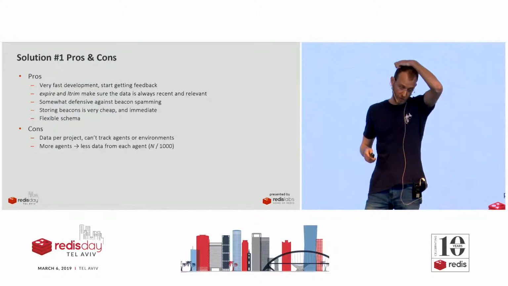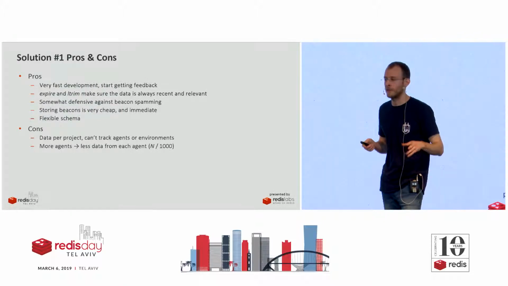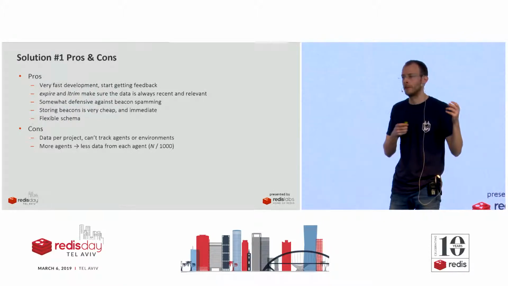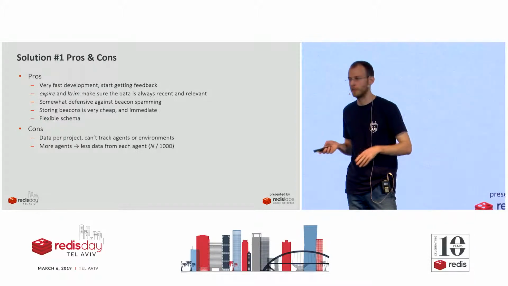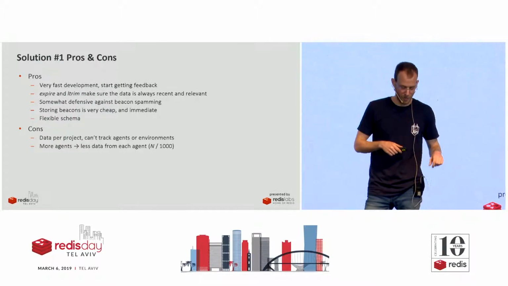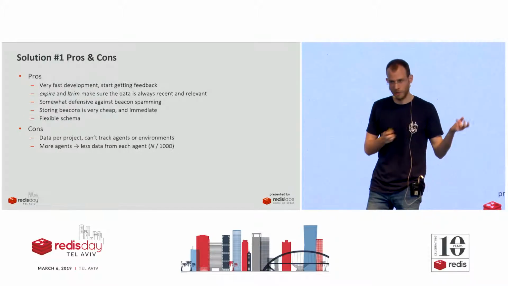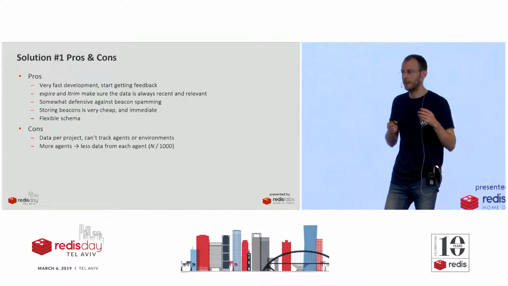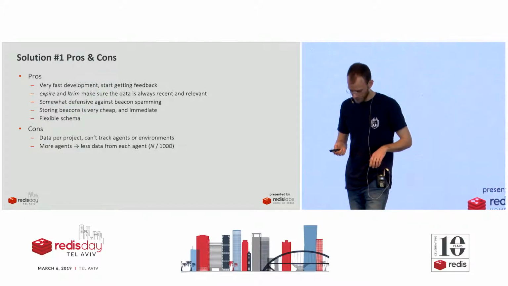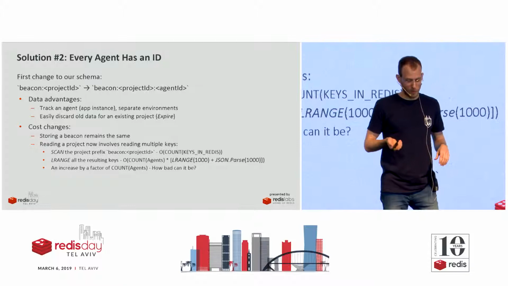The cons are that since our keys and schema revolve around the project, we can't differentiate between multiple instances of the same application. Moreover, the more agents report for the same project, the less data we have per agent. So we came up with the next solution.